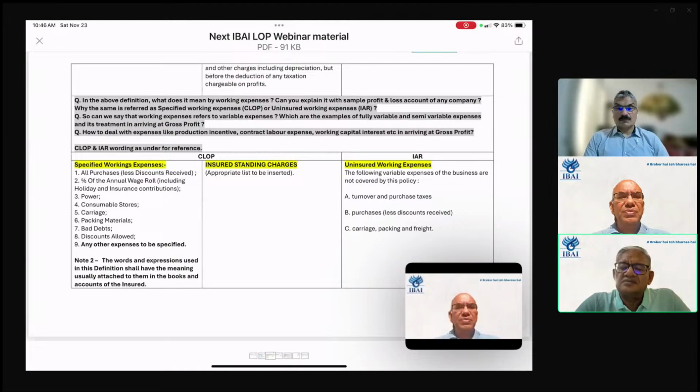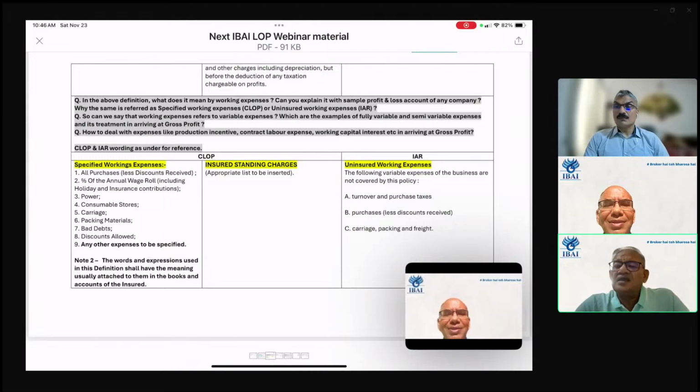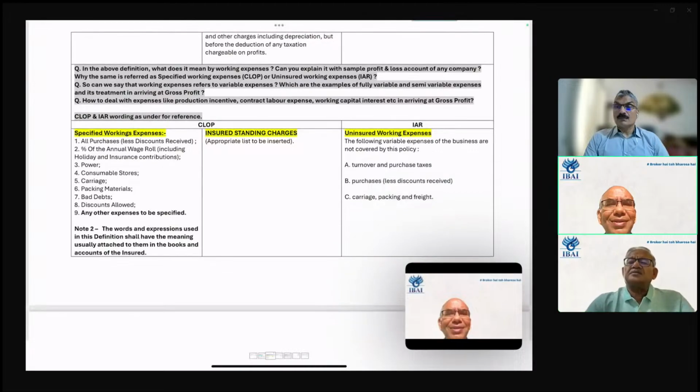Specified working expenditure is the following variable expenses. The turnover and purchase taxes are not covered by this policy because you would have anyway excluded this. What you are covering is actually GP. What the insurance company is actually covering is basically the GP.